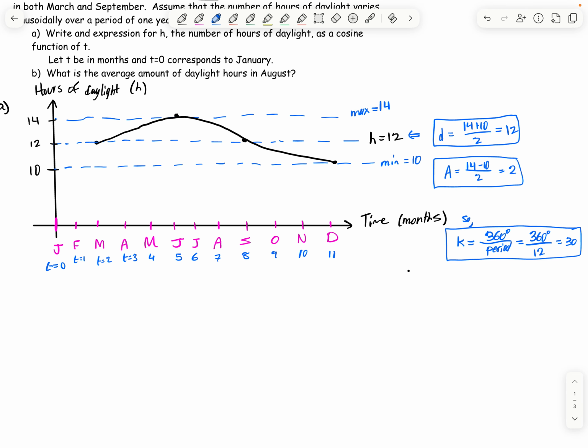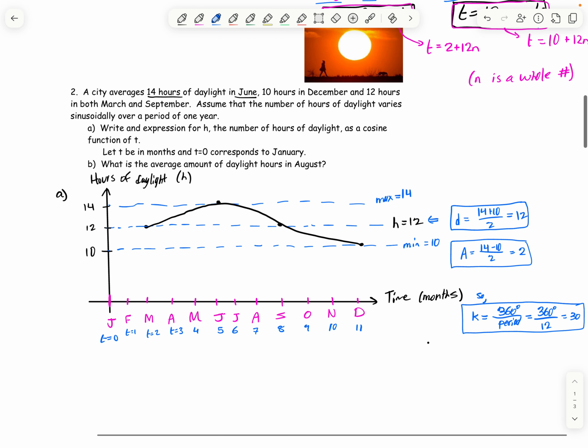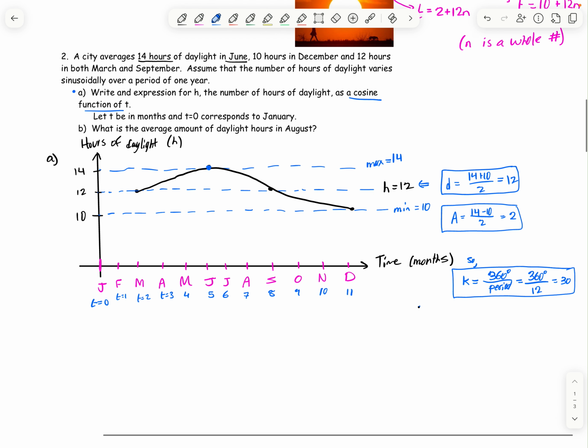And I want to notice here, now that I've sketched this graph, it's easier for me to answer these questions. It starts at a maximum, and I want to model it as a cosine function of t. So I need to look at that maximum. It's starting at 5. Therefore, my horizontal shift, h, is equal to 5, my phase shift.